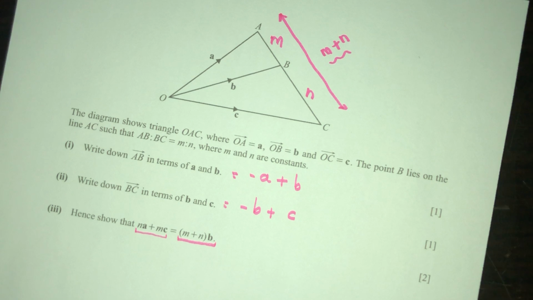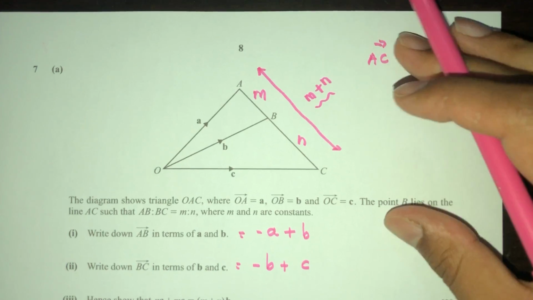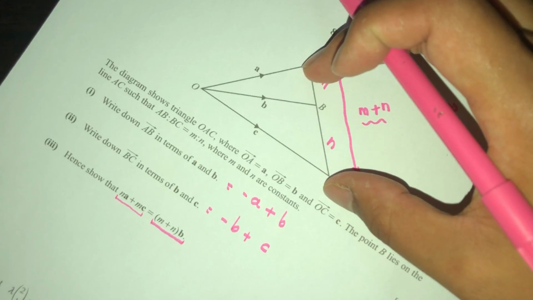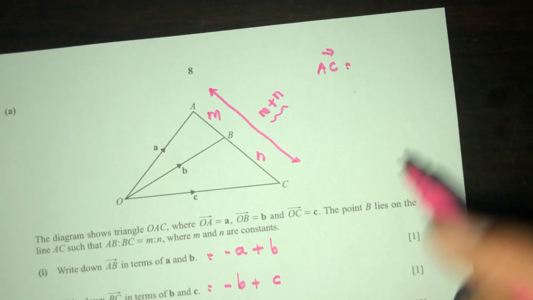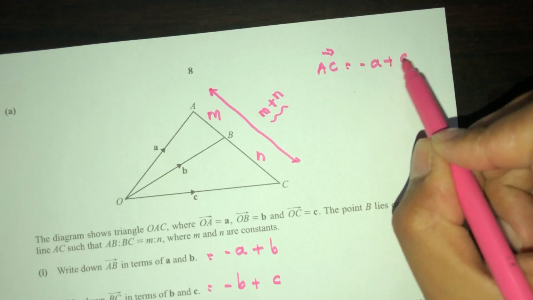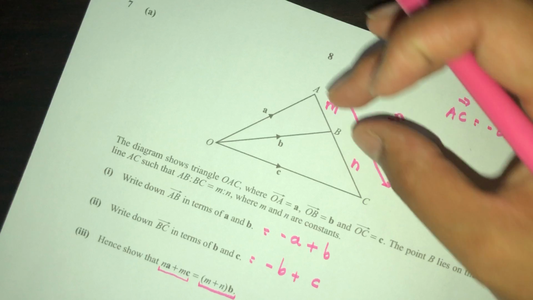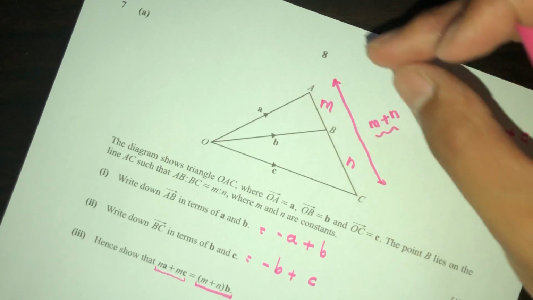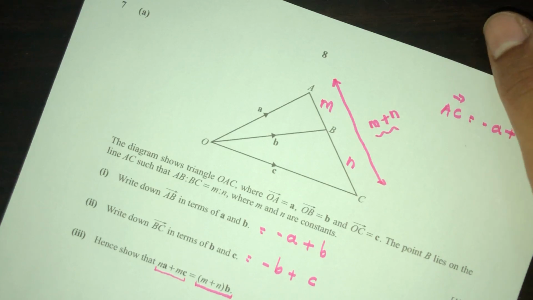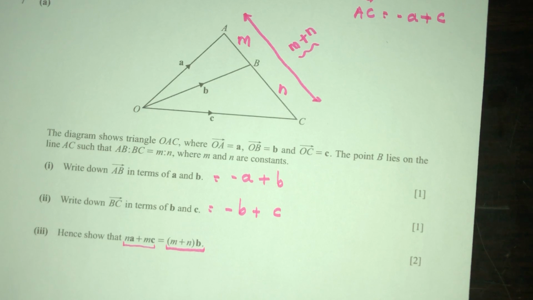What can we say? So what is AC? Why do I want to find AC? AC is the big one. I want to find the big one as well. AC is simply A going to O, O going to C, so that will be minus A plus C. Okay, for example. Now I can form an equation. I can say that AB is a multiple of AC. Or I can say AB is a multiple of BC as well. It is up to you. You can choose which one you prefer.